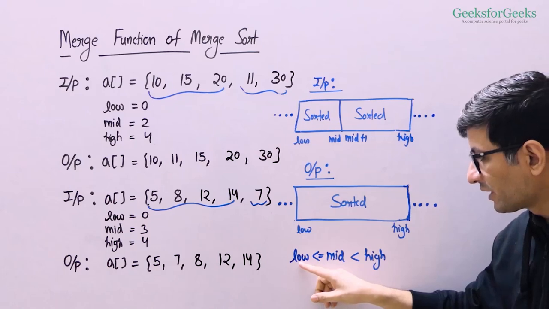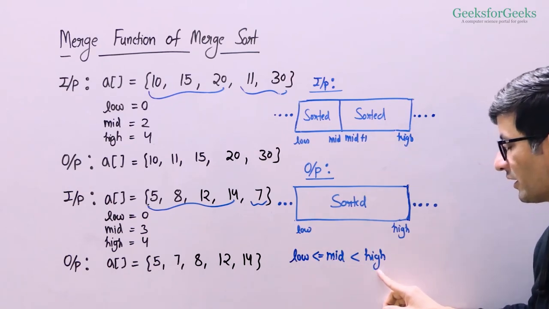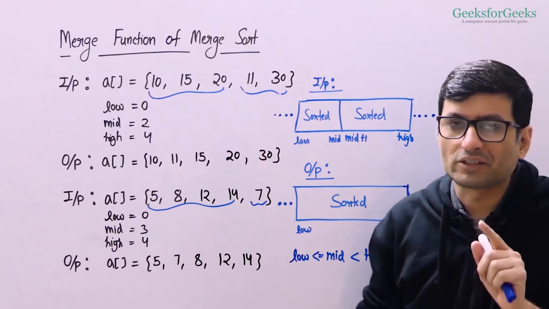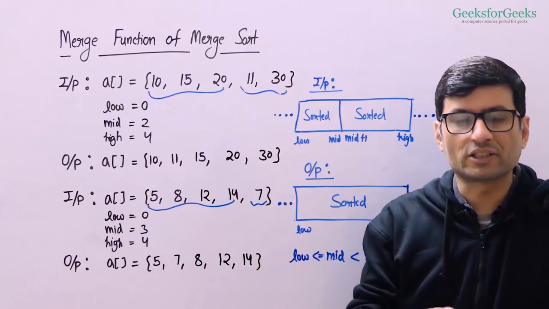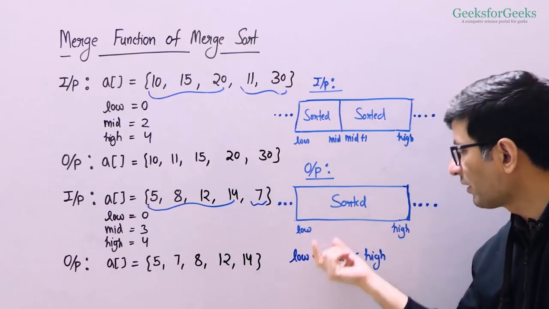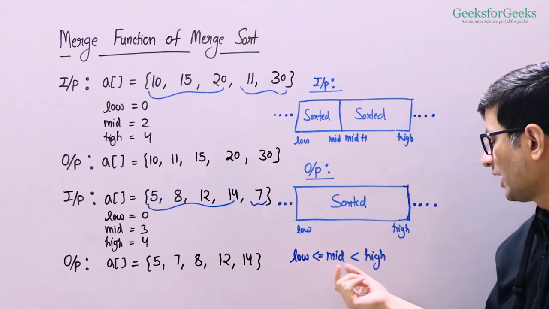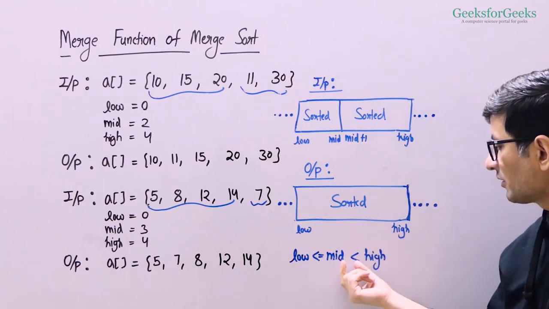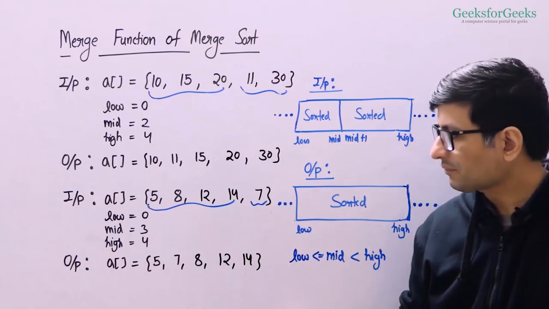We are also given that low is smaller than or equal to mid and mid is smaller than high. What it means is there is going to be at least one element from low to mid range and there is going to be at least one element from mid plus 1 to high range. See, we have low to mid, that's why we allow equal to here, right? And mid plus 1 to high, that means we should have the greater sign here to allow one element.